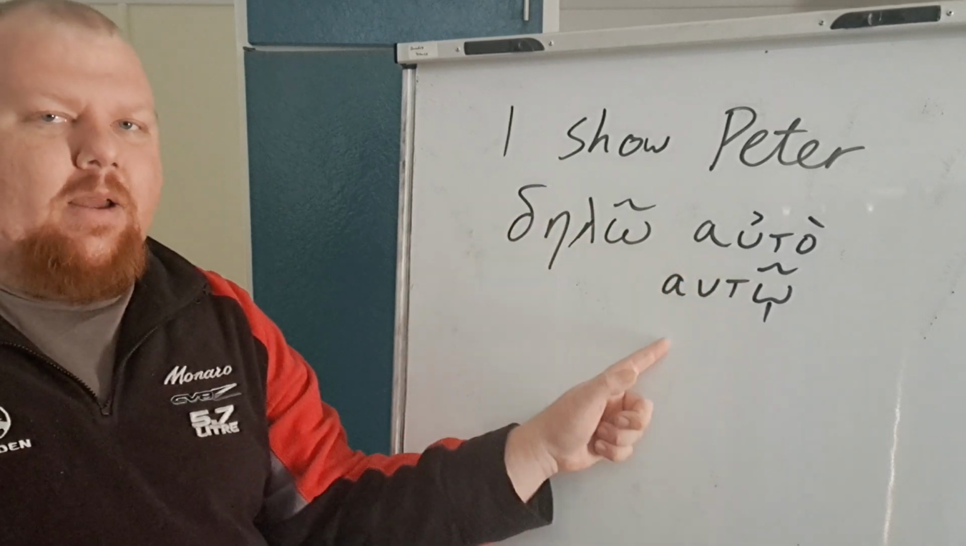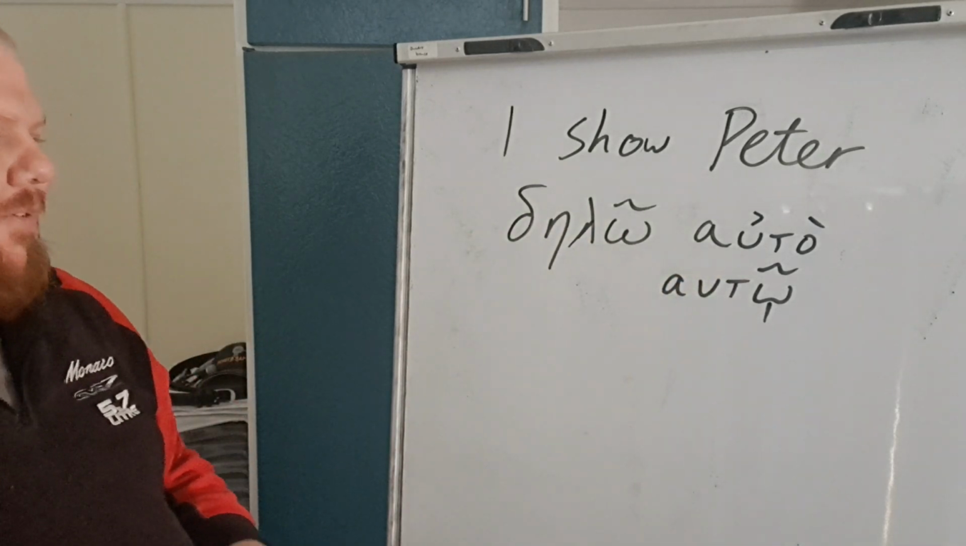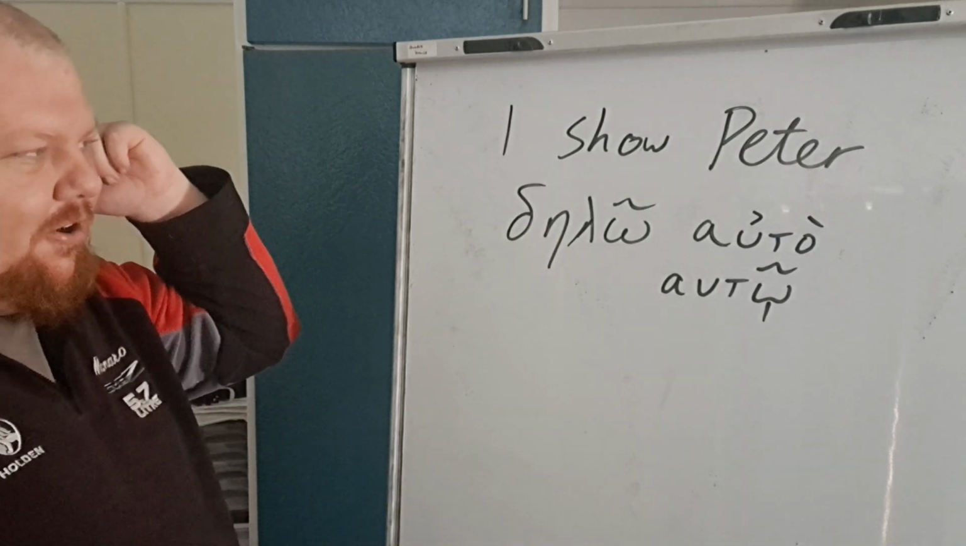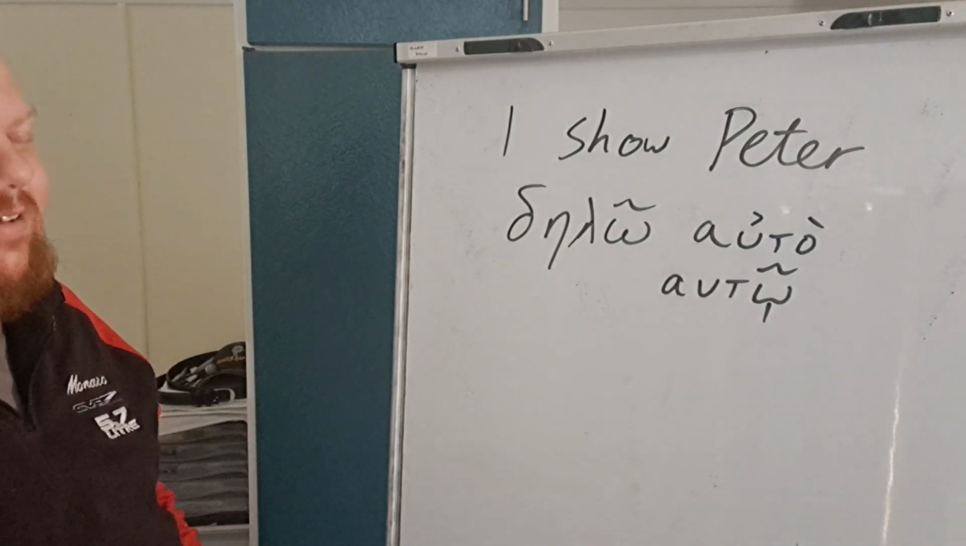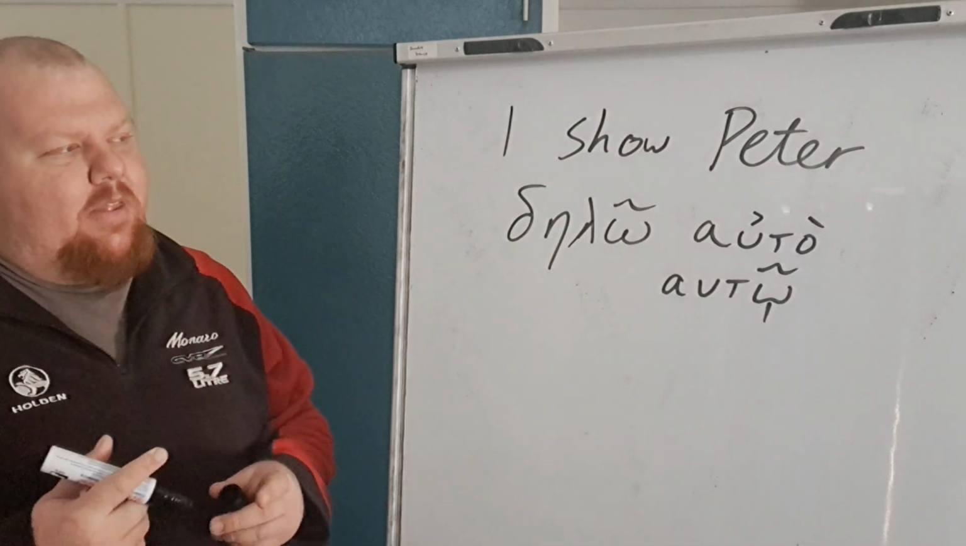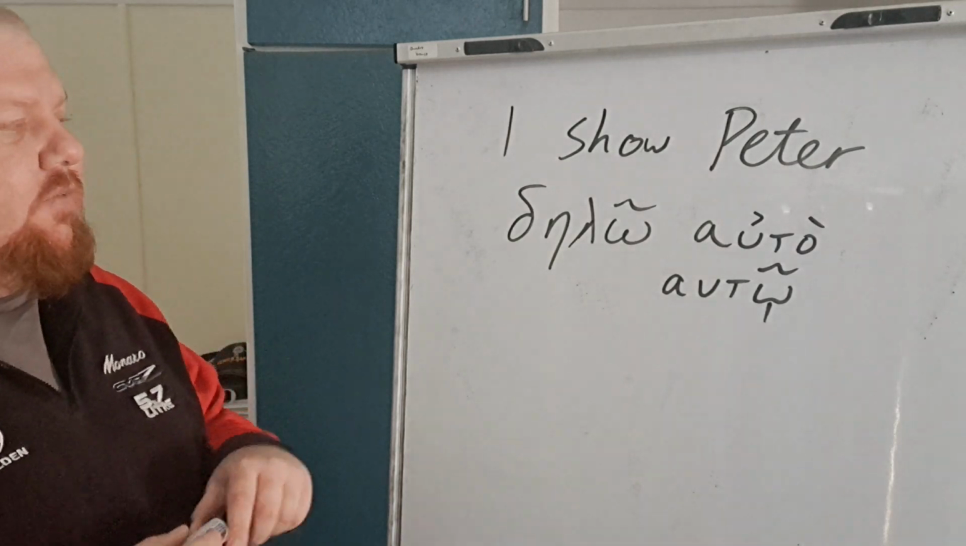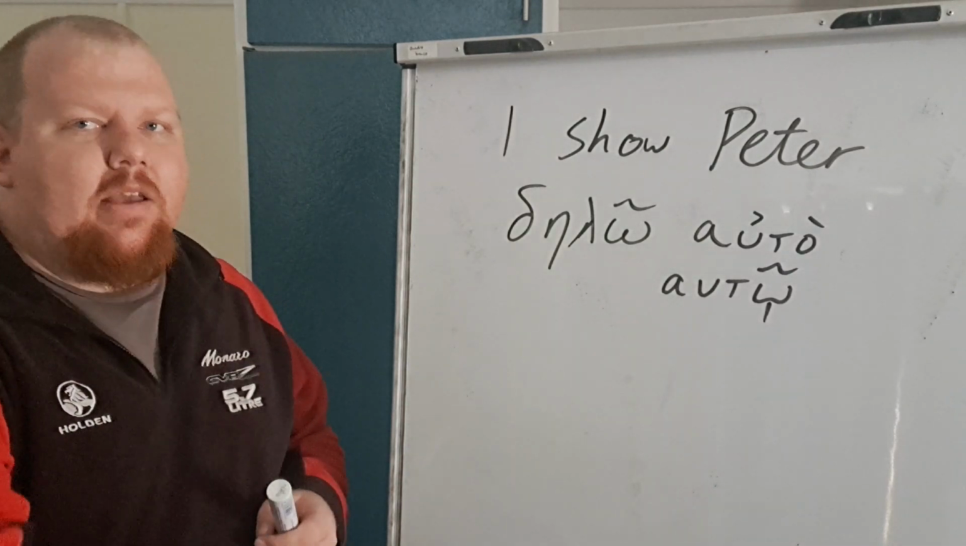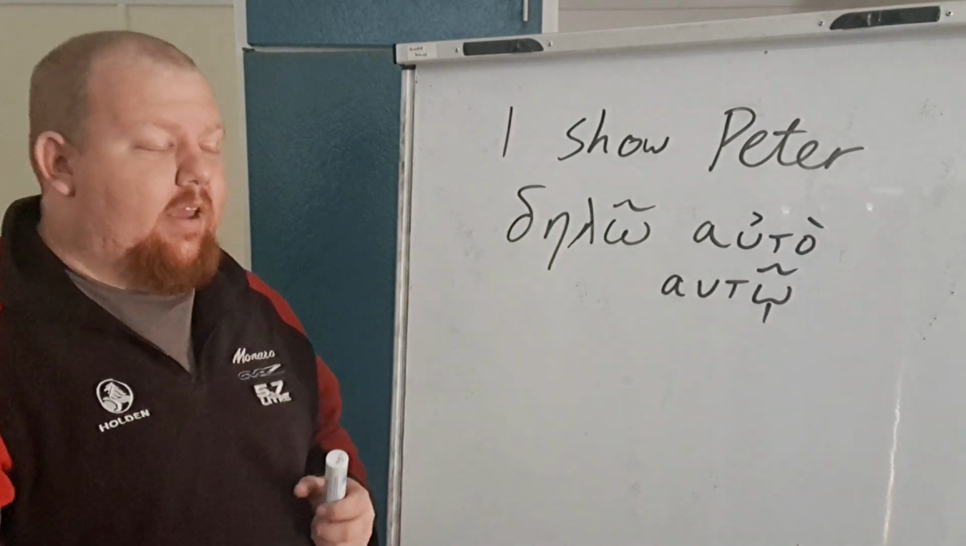I show it to it. Okay? It's really bad English, but it's okay in Greek, depending on what the pronouns are and what the nouns are. Okay? So, this is very important for the verb to show because you're showing something to someone or to something.